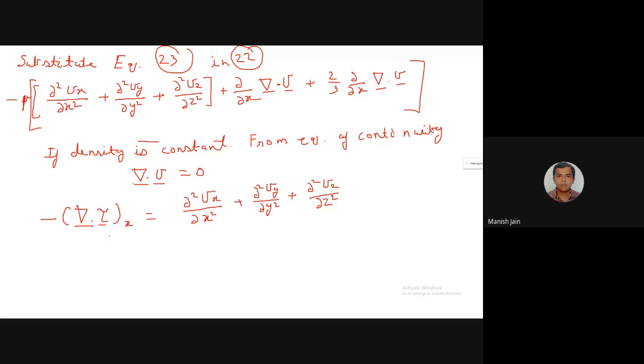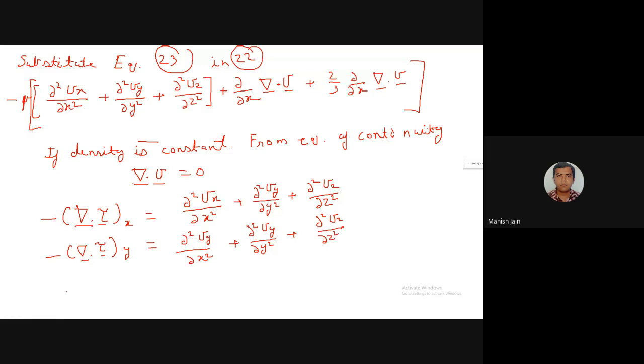Now, similarly you can write del dot tau y, that is equal to del square vy by del x square plus del square vy by del y square plus del square vz by del z square.